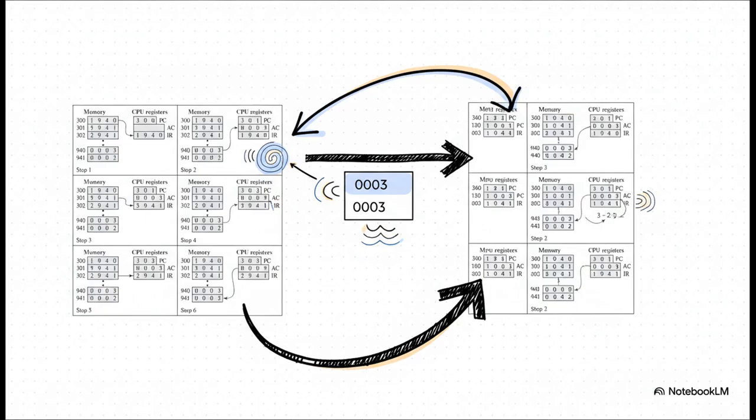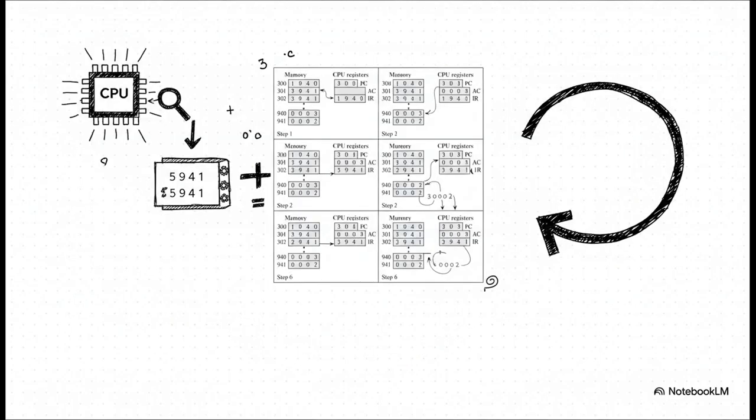Okay, now for the execute part of the dance. The CPU decodes that 1940 instruction. The 1 is basically the command, load from memory, and 940 is the where. So it zips over to memory location 940, grabs the value it finds there, which is 003, and loads it into a special workspace called the accumulator. This is it. This is the moment data moves out of storage and into the CPU's hands. Boom, first instruction's done. Now we loop back for the next one.